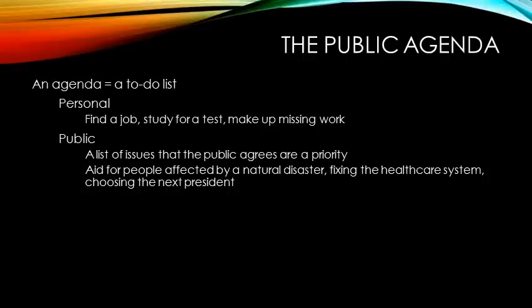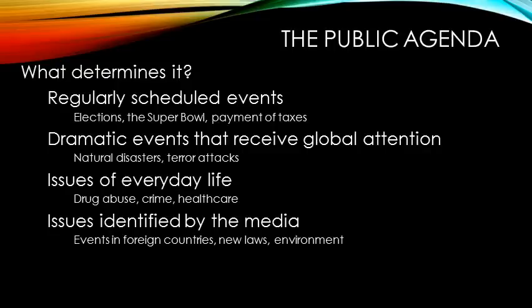The public agenda. An agenda is a to-do list. Your personal agenda might include things like finding a job, studying for a test, or making up missing work. The public agenda is a list of issues that the public agrees are a priority. For example, getting aid to people who are affected by a natural disaster, fixing the healthcare system, or choosing the next president might all be items on the public agenda.